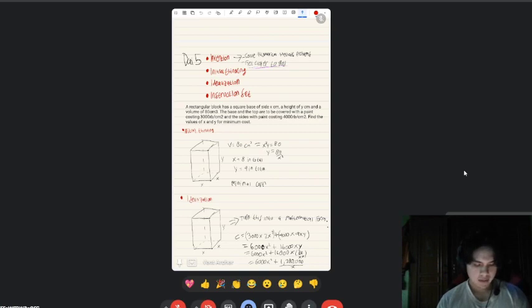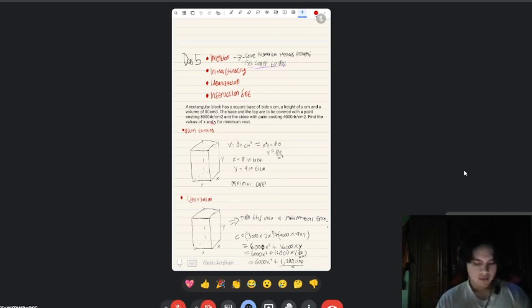So a rectangle block has a square base of side x centimeters and a height of y centimeters and a volume of 80 centimeters cubed. The base and the top are to be covered with paint costing 3,000 rupiah per centimeter squared, and the sides with paint costing 4,000 rupiah per centimeter squared. And here we are required to find the values of x and y for minimum cost. So we're required to find the optimal values for x and y so that the cost will be minimum.